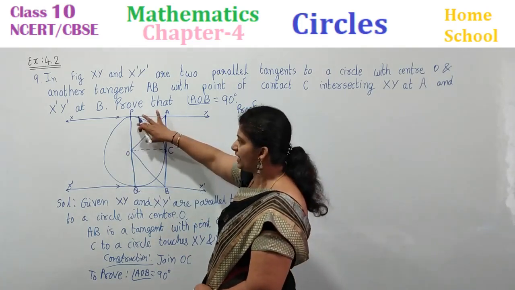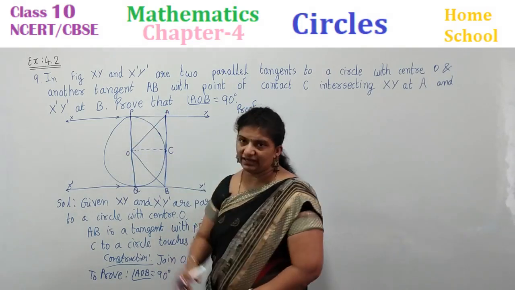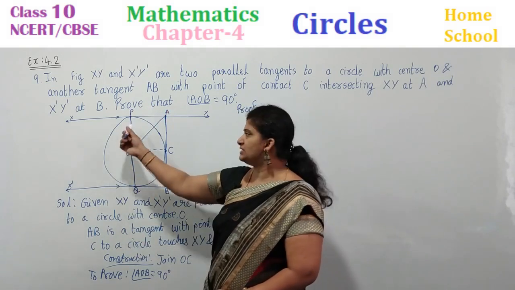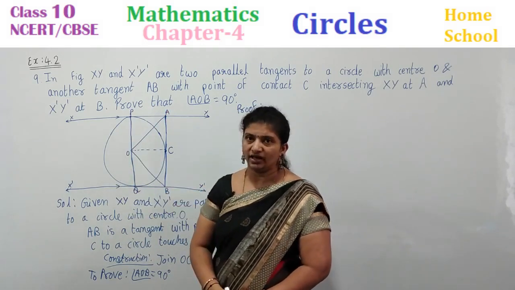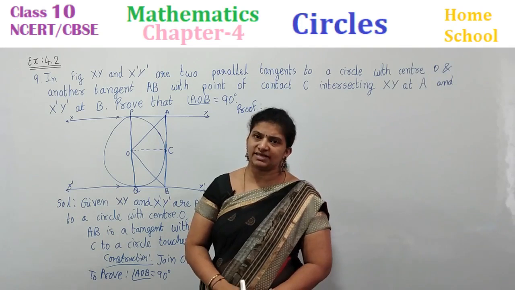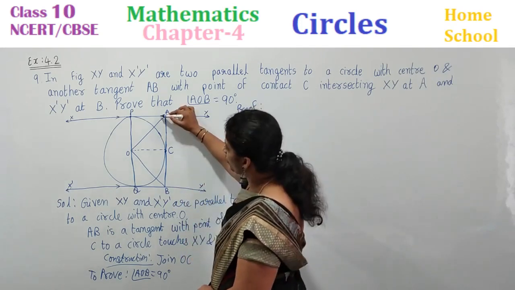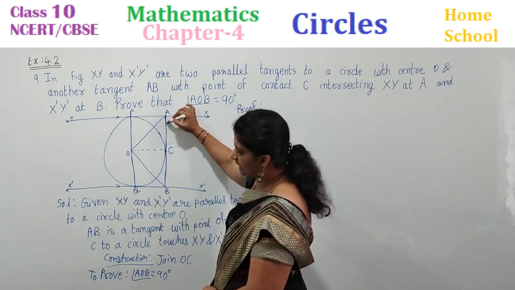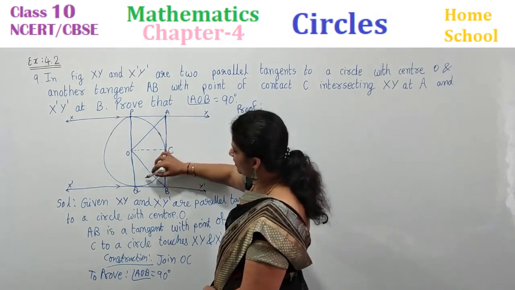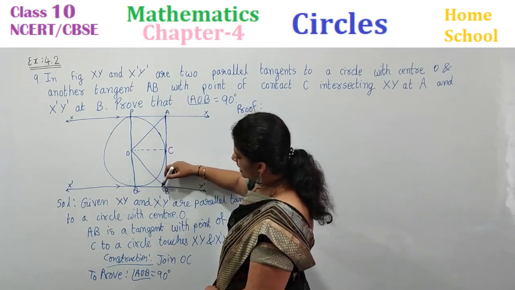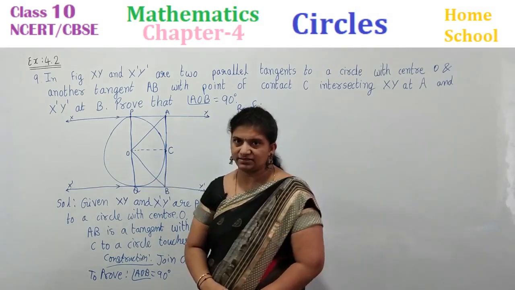Then by SSS criteria, I can say these two triangles are congruent. If they are congruent, by CPCT, I can equate the remaining parts. I will equate this angle equal to this angle. Similarly, when I compare these two triangles, I can equate these two angles.